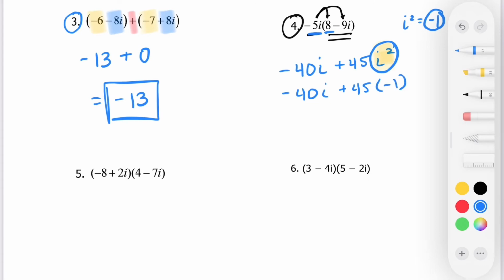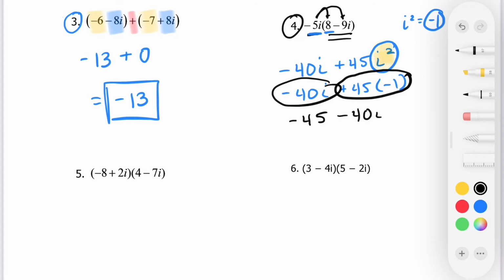Now what I'm going to do is write my final answer as a complex number, which has the real part first, followed by the imaginary part. So grab a different color here. This is the real part. Positive 45 times negative 1 is negative 45, which I'm going to write first. And then negative 40i is going to come second, so minus 40i. So again, anytime we see i squared, we're going to replace that with negative 1 because i squared is equal to negative 1.